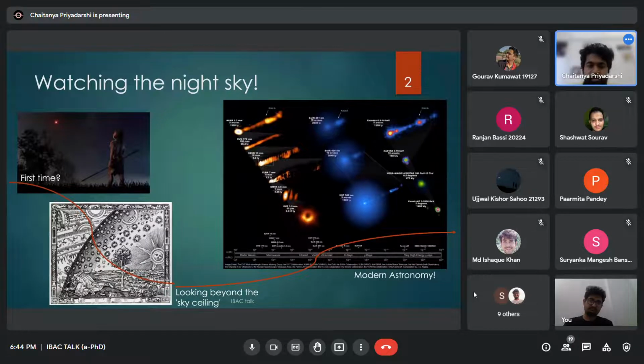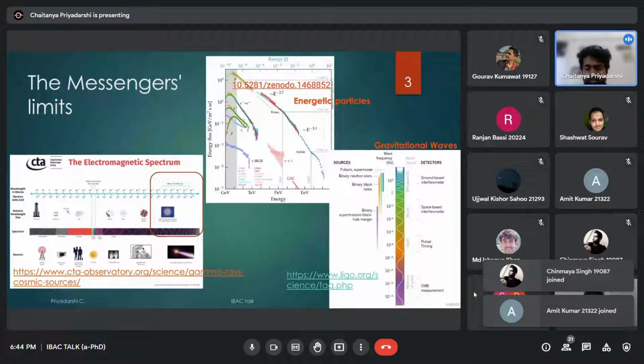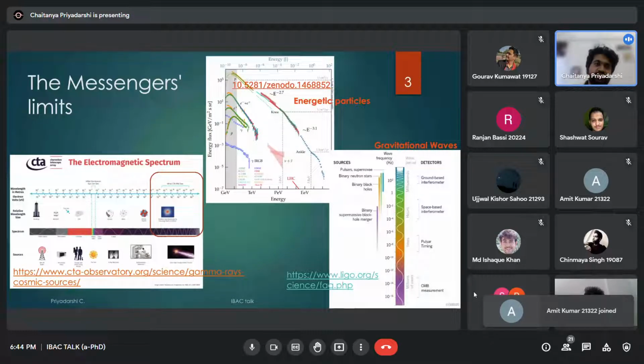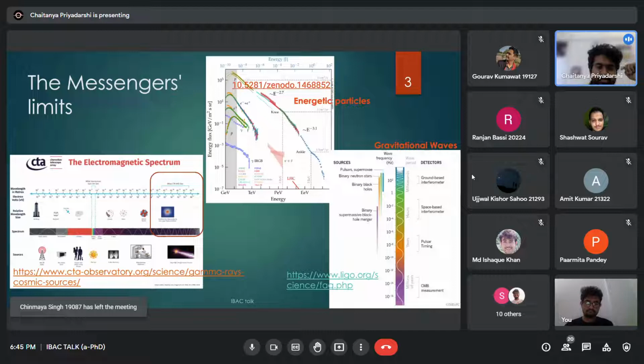And to understand the different messengers that we use to detect or see in the astronomy field, we have the standard old electromagnetic spectrum, where you can see from radio to gamma rays, depending on the wavelength, frequency, or the energy scale. And to show in comparison what sources emit those radiations, you have some images over here, and we can only see in this visible energy range.